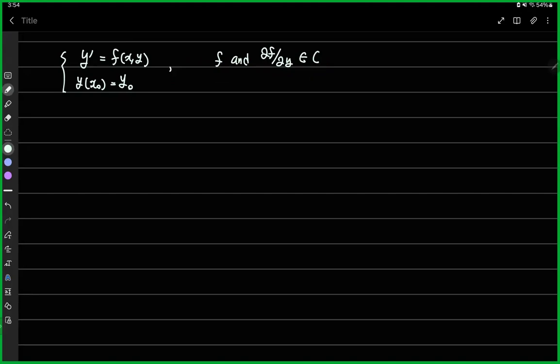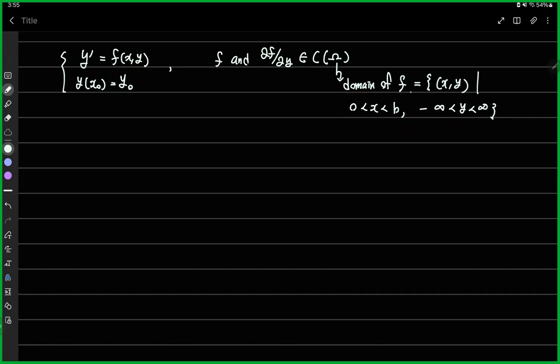C of omega, where omega is the domain of f. Or you can just say it is the set of all points x comma y where x is between 0 and b, and y is from negative infinity to infinity. This just represents the domain of f.